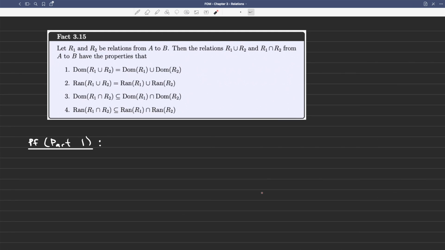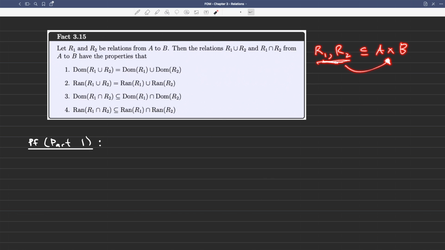Let's put some of those skills to the test, being able to say what it means for something to be in domain and range, and take a look at this fact 3.15. Maybe we'll prove some of it. So in this setup, we have two relations. Both of these relations are relations from the set A to the set B. So the idea here is R1 and R2 are both subsets of A cross B, being relations from A to B. And since both R1 and R2 live in the same set, you could think of A cross B as being the universal set.